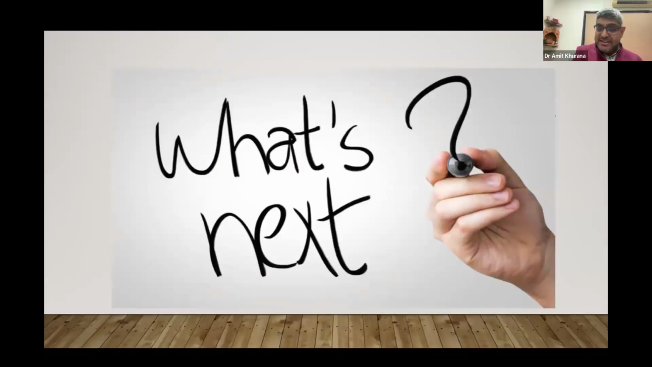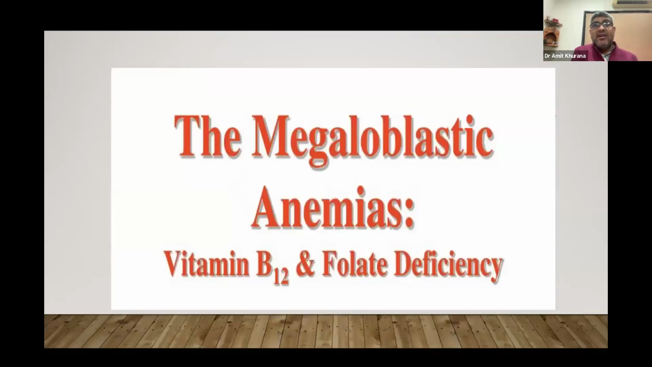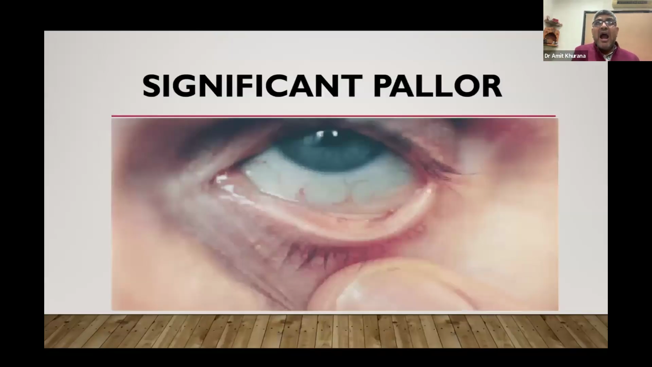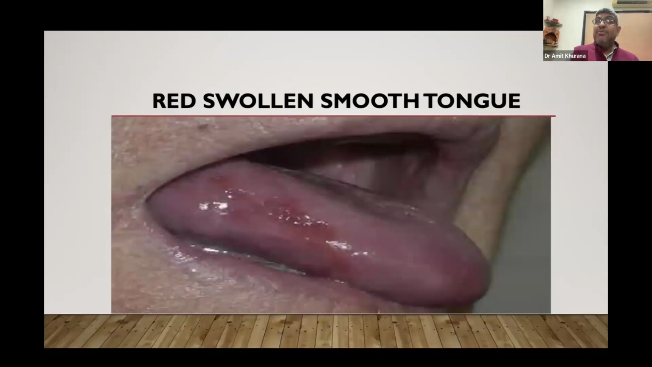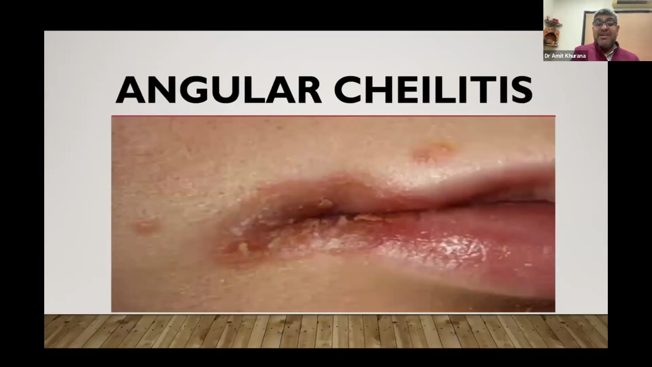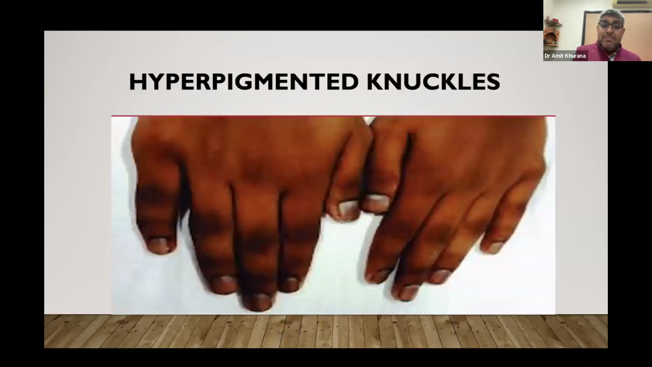What next you must know in this series are the causes of megaloblastic anemia, and the two most common causes we know very well are B12 deficiency and folic acid deficiency. How does the clinical presentation of these patients come to me in my day-to-day practice? They come with significant pallor. They come with stomatitis. They come with a red, swollen, smooth tongue, which is very common with B12 deficiency. Patients can have angular cheilitis. The patient has a very frank feature, that is hyperpigmented knuckles. If you get hyperpigmented knuckles, you are surely dealing with B12 deficiency.